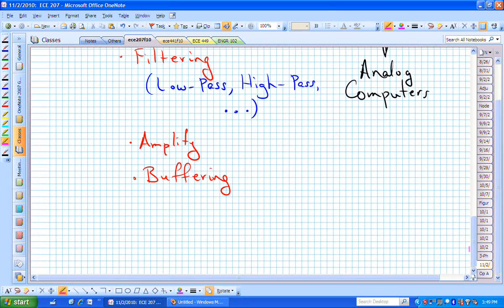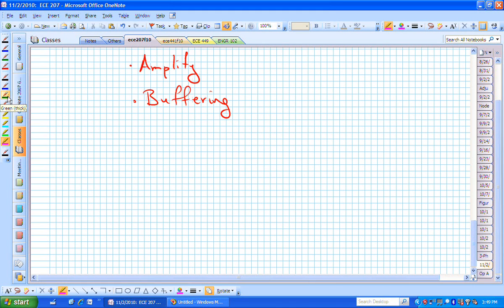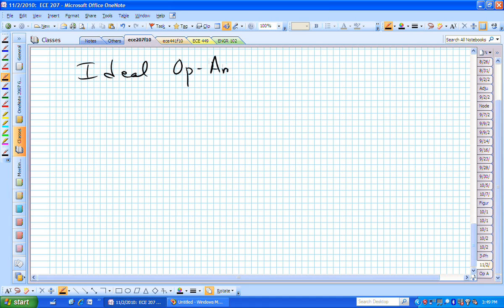Let's now talk about how we can use those devices in an ideal setting. Let's just first understand them in an ideal setting, and then maybe we'll worry about them in a little bit more realistic environment. So here is an ideal op amp equivalent circuit.